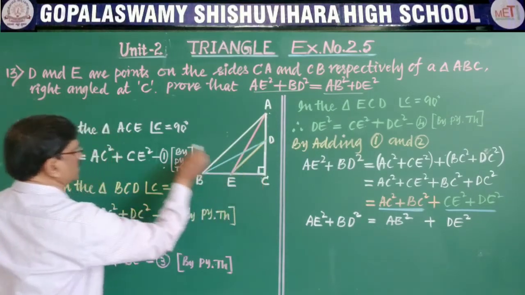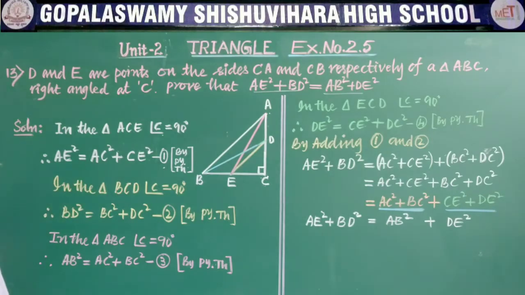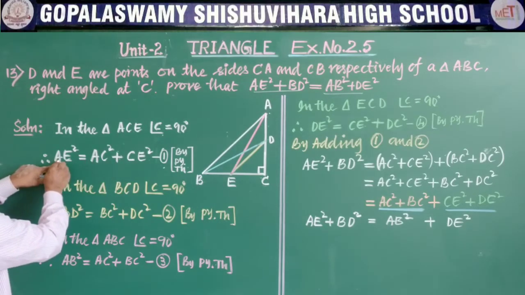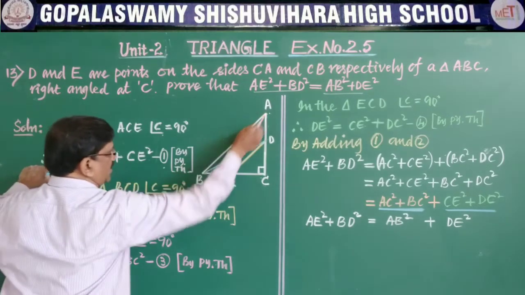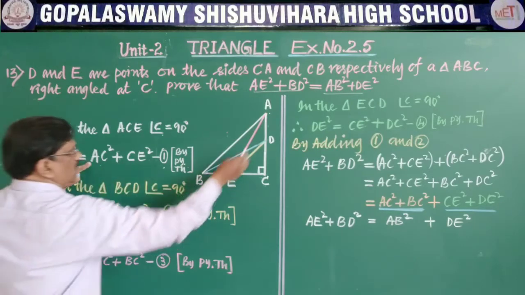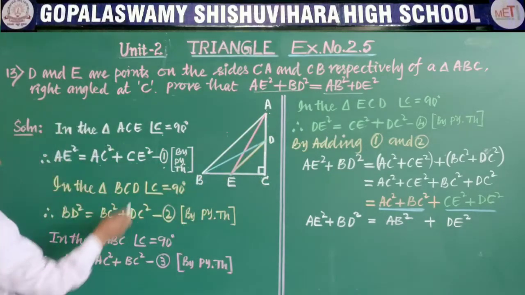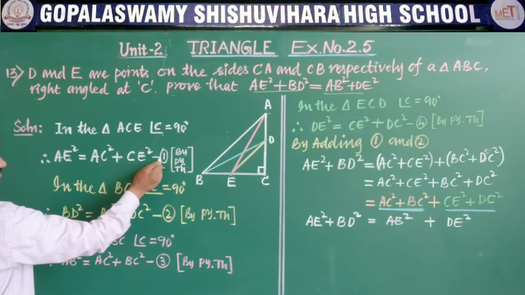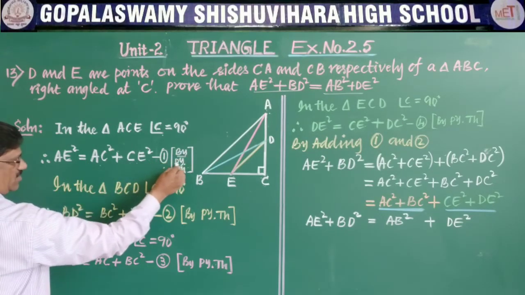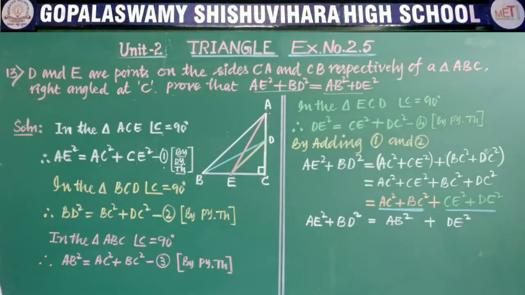In this, angle C is equal to 90 degrees. Therefore, by applying the Pythagoras theorem, we get AE square is equal to AC square plus CE square. Let it be equation 1. This is by Pythagoras theorem.